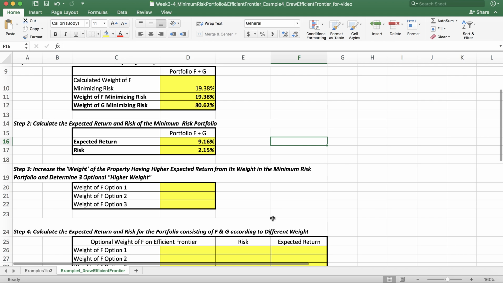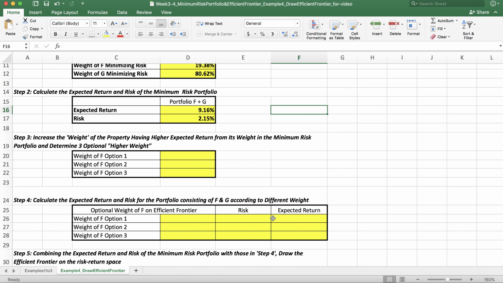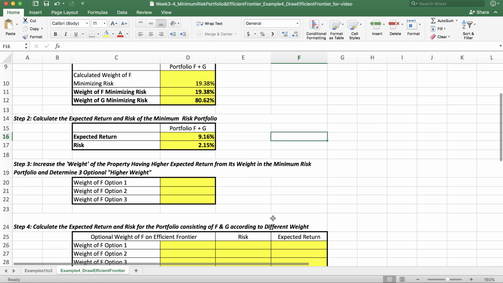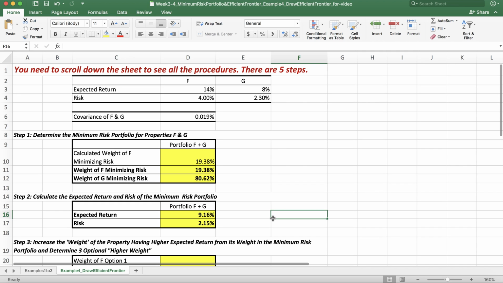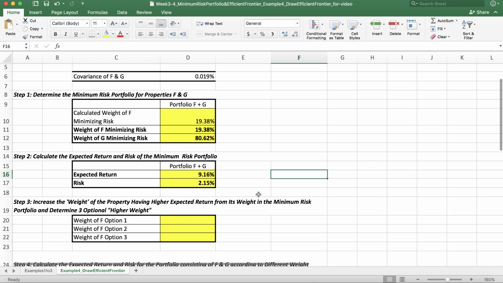And the next step, step 3, is about increasing the weighting of the property that has high expected return from its weight for this minimum risk portfolio. So that means which property has higher expected return between the two, and we know property F has higher expected return than property G. So we are going to increase the weighting of property F from its 19.38% weighting for the minimum risk portfolio. So next, we will choose other optional weightings for property F that must be above this 19.38%.